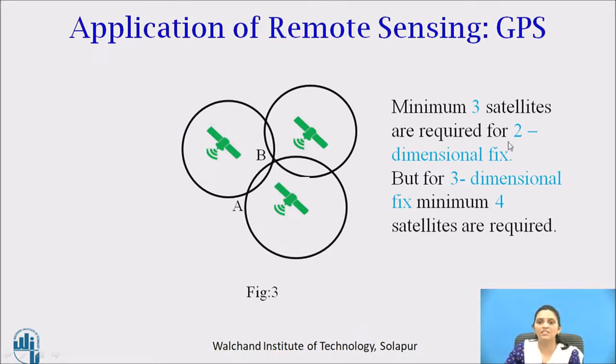So a minimum of 3 satellites are required for a two-dimensional fix. But for a three-dimensional fix, a minimum of 4 satellites are required. Why? Because the satellite captures the image, the satellite receives rays, and it is forwarded to some other source. At what time it captured the image and at what time it is sending it. So it takes some time. So because of the time constraint, we need a 4th satellite for confirmation. So for a three-dimensional fix, a minimum of 4 satellites are required.